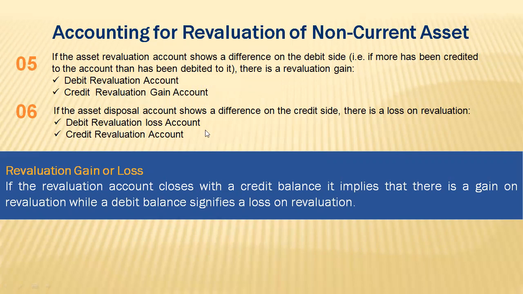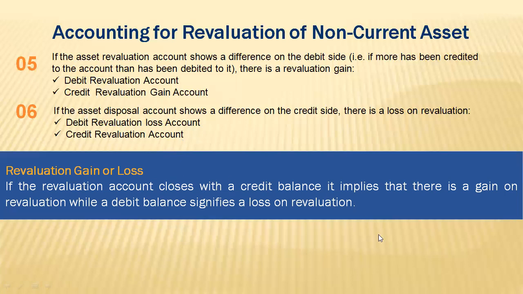Now, if there is a loss on disposal, what do you do? We'll credit our revaluation account and debit our revaluation loss account. You credit revaluation accounts and debit revaluation loss accounts. That's what we need to do.